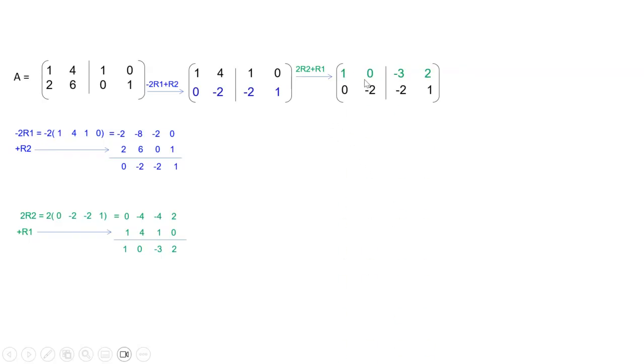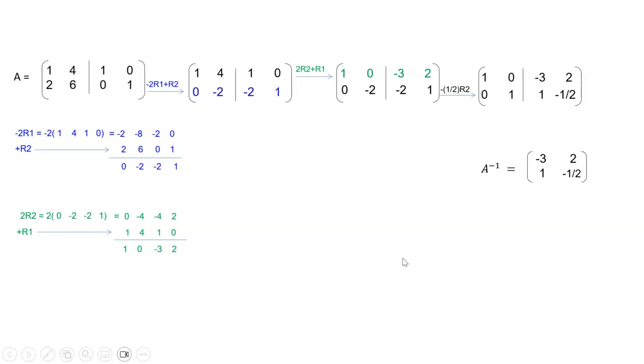But one thing's missing here. The second row, second column must be a 1. So I'm going to multiply the whole row 2 by -1/2. If I do that, the first row is going to give us 0, 1, -1/2 times -2 will give us 1. -1/2 times 1 will give us -1/2. So this is considered my inverse. The -3, 2, 1, and -1/2 is my inverse. That's your answer.